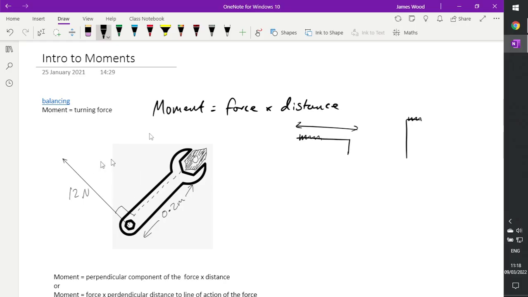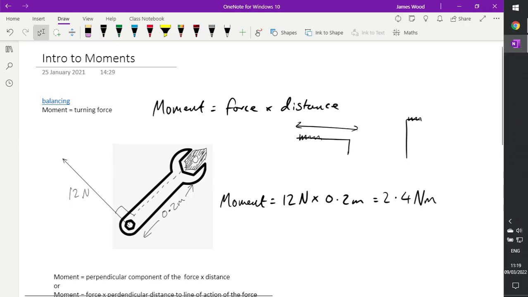So in this example here, the moment would simply be 12 newtons times 0.2 meters. So what's that? 2.4. And then the units, you can see the units here, newtons times meters. So we could write Newton meters. That's probably the simplest unit to use for turning force. Okay.